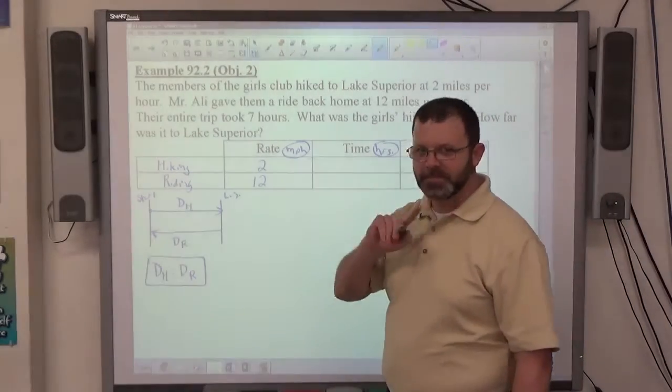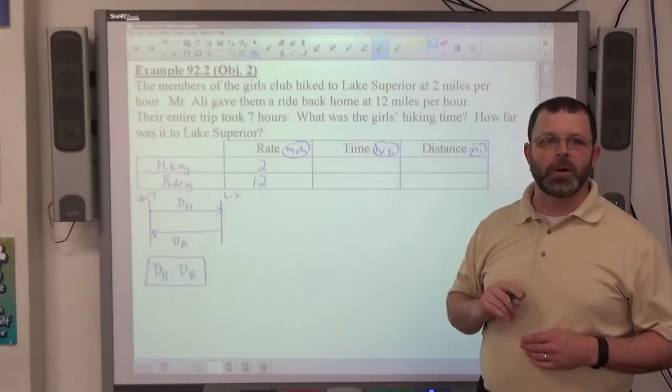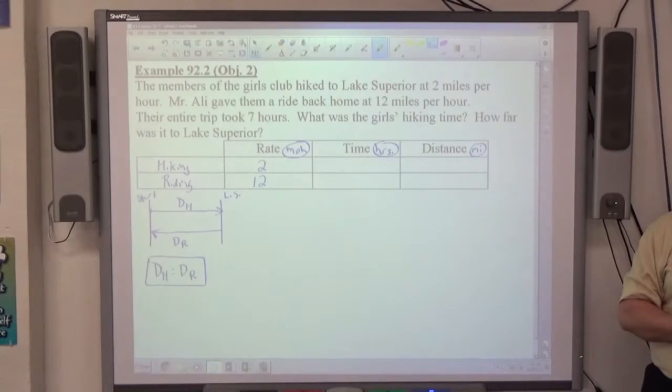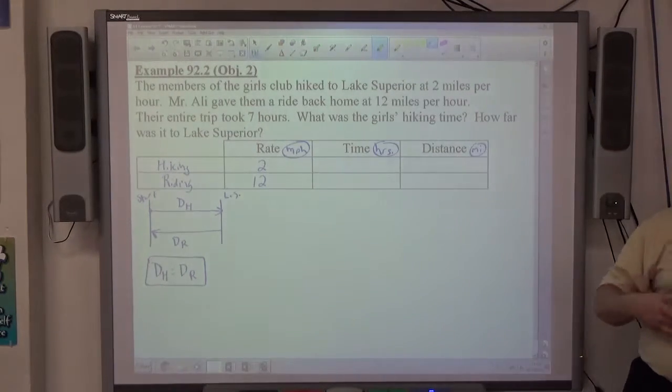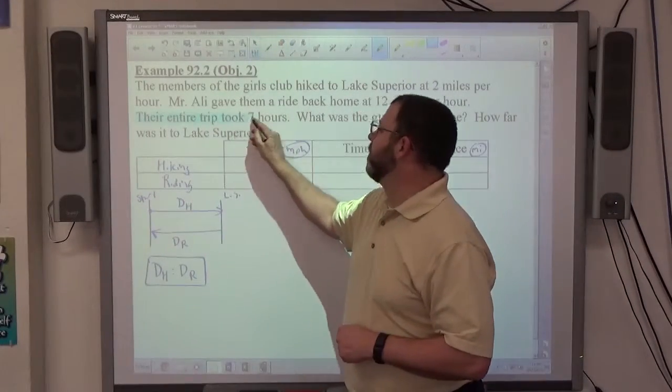All right. Now, the next thing is something that messes up people all over the place. I don't understand why. That's one of my faults as a teacher, I don't know how anybody can't get this. If you're one of the people who can't get it, if you can explain to me why, maybe I can understand better how to teach it. I don't know. But their entire trip took 7 hours.